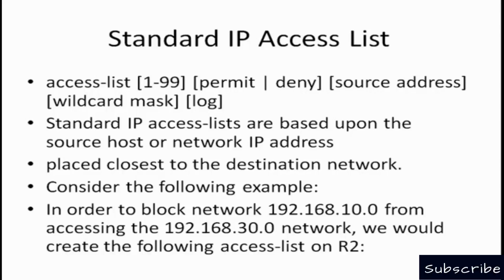So what is the syntax of a numbered standard access list? As I told you, a standard access list is in the range 1 to 99. In global configuration mode, you write access-list followed by a number from 1 to 99. After that, write permit or deny according to whether you want to permit or deny the traffic, and then write the source and the wildcard mask. The log keyword is optional. If you want to maintain a log, you can write log at the end.